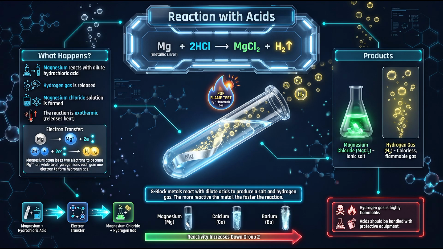The reaction with acids also demonstrates the concept of the activity series of metals. Metals that are above hydrogen in the activity series can displace hydrogen from dilute acids. Since all group 1 and group 2 metals are highly reactive and lie well above hydrogen, they readily replace hydrogen ions from acids, producing hydrogen gas.